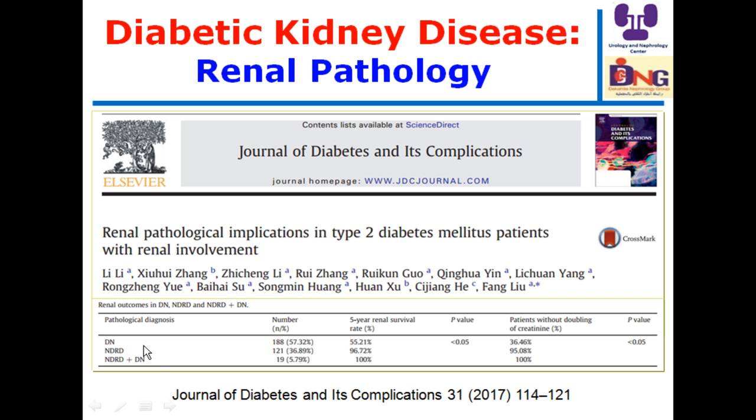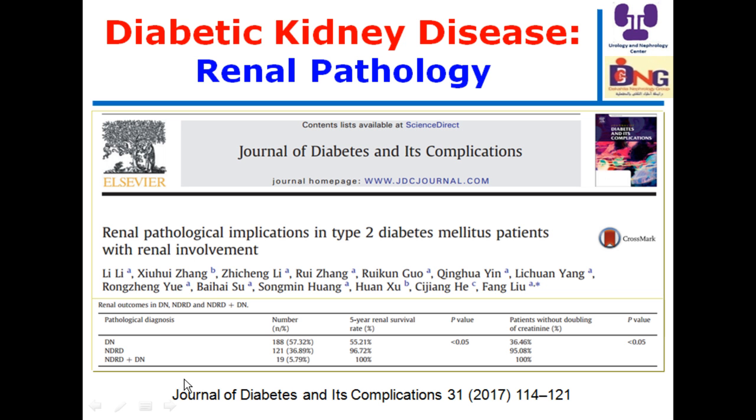If there is classic pathology, this is diabetic nephropathy. If there is non-diabetic renal disease like superimposed membranous nephropathy, minimal change, post-immune crescentic glomerulonephritis, etc., or the presence of a cocktail of diabetic nephropathy with superimposed non-diabetic kidney disease on top of diabetic nephropathy.